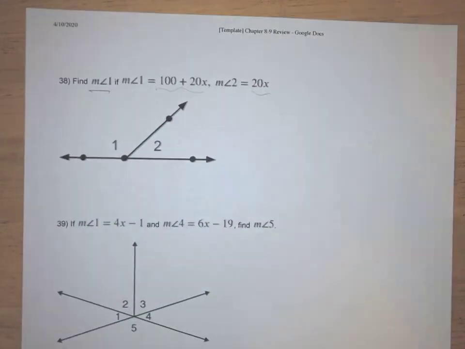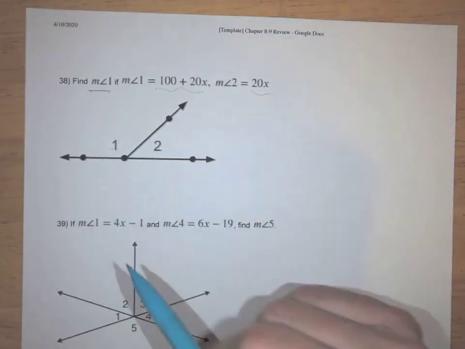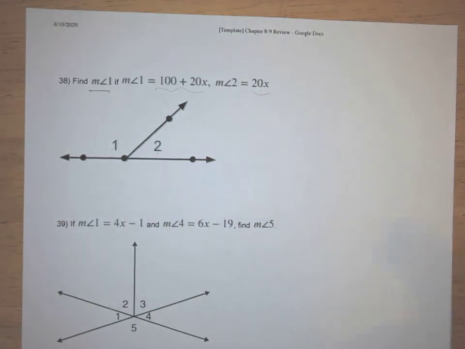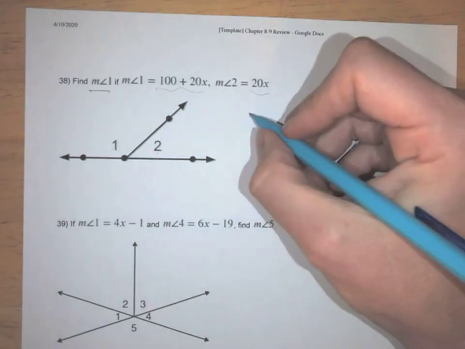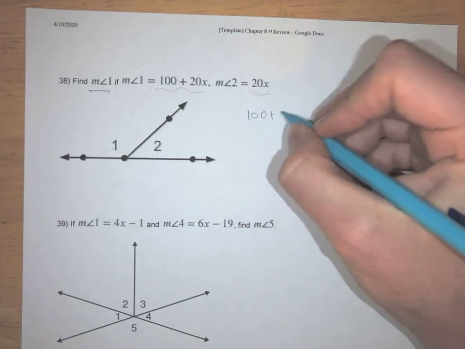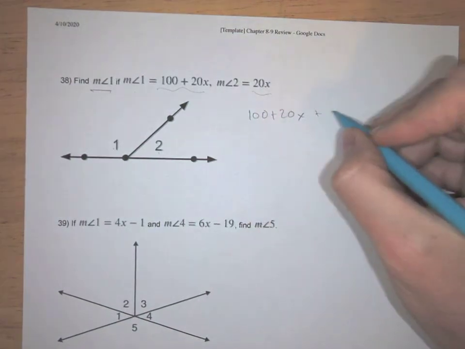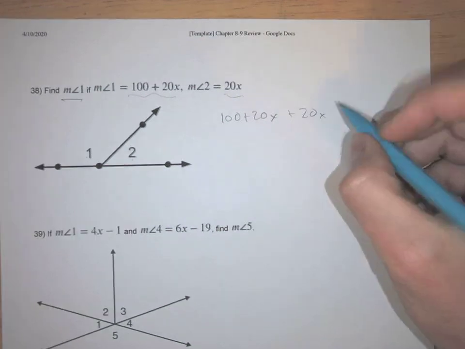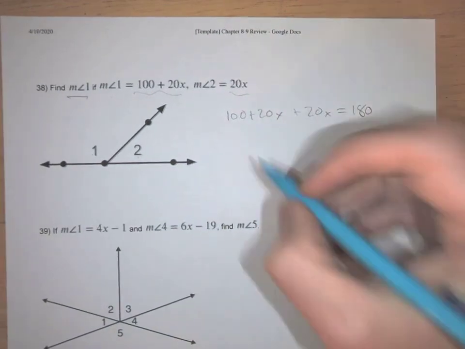So the key idea here, the things that you got to recognize, is that these form a linear pair. And because they form a linear pair, that means they're supplementary. And because they're supplementary, that means their angle measures add to 180 degrees. So the measure of angle 1, which is represented by 100 plus 20x, plus the measure of angle 2, which is represented by 20x, better equal 180 degrees.